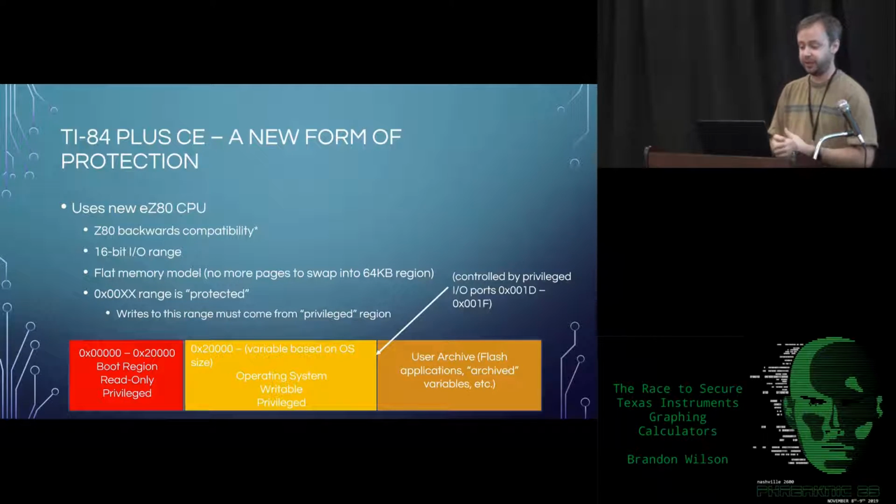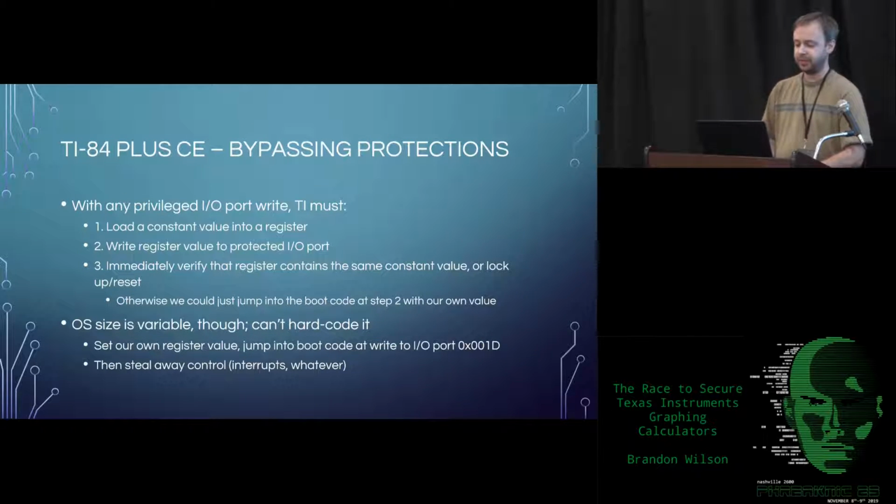And that privilege range is configured via protected I/O ports 001D through 001F, which can only be modified, of course, by code in the privileged region. So how do the protected I/O ports work?